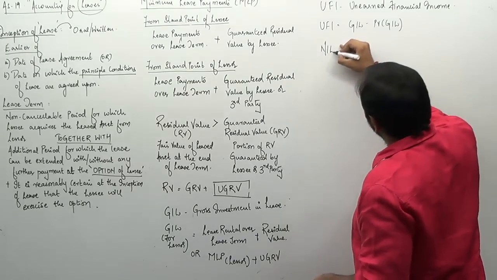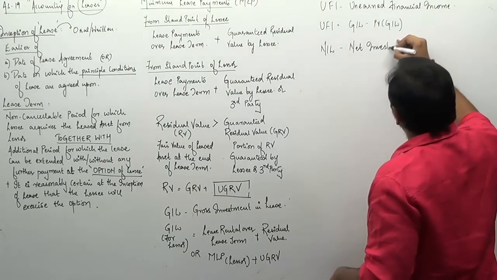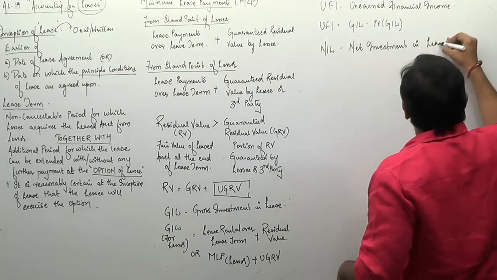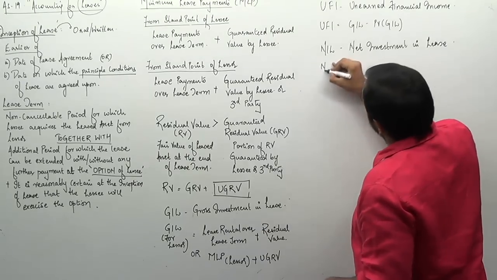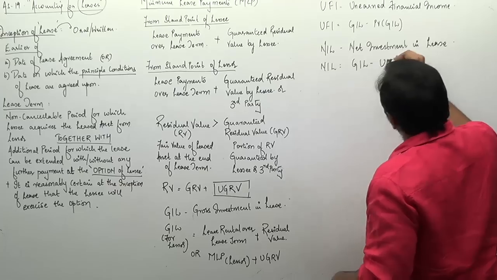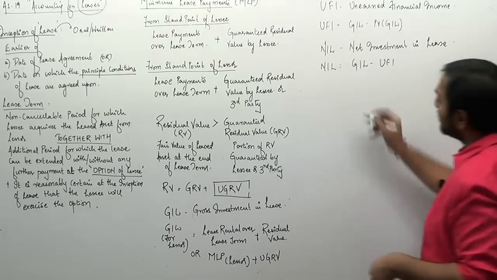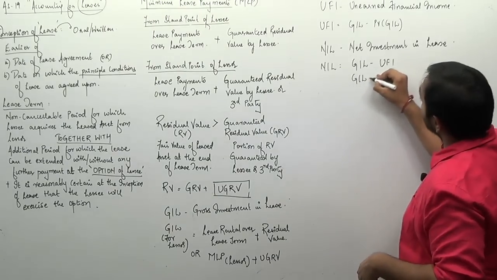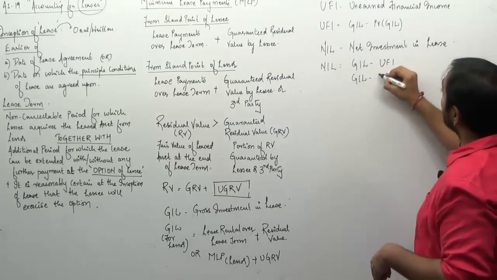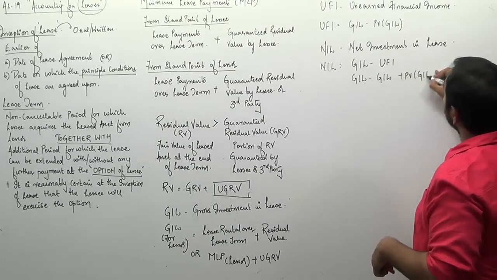Then come to NIL, that is net investment in lease. NIL can be given as GIL minus unearned financial income. Substitute and check. GIL minus, what is unearned financial income? Gross investment in lease minus present value of gross investment in lease minus GIL plus present value of GIL.